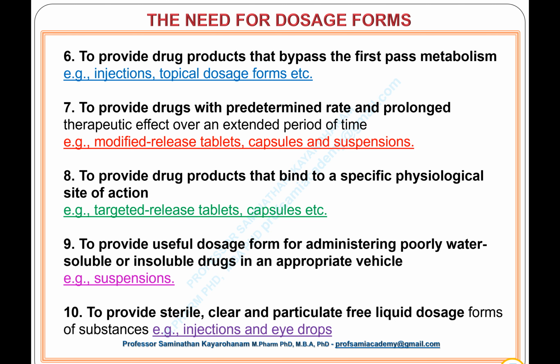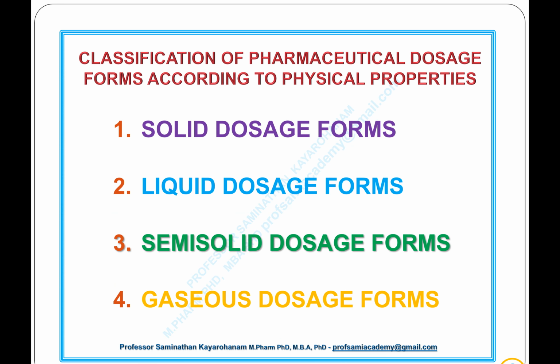9. To provide a useful dosage form for administering poorly water-soluble or insoluble drugs in an appropriate vehicle, for example, suspensions. 10. To provide sterile, clear and particulate-free liquid dosage forms of substances, for example, injections and eye drops. Next slide. Classification of pharmaceutical dosage forms according to physical properties.